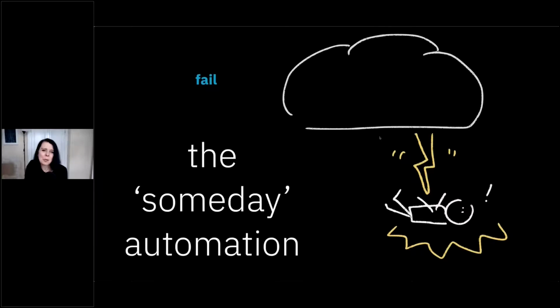Another problem I see has to do with automation. Automation is hard. Automation is expensive. And so what sometimes happens is we put off doing the automation. We say, I'll do the automation later. I'll do the automation someday. But we never actually get round to it.